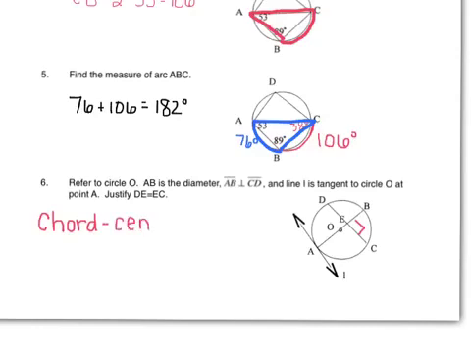The chord center theorem had like 4 parts to it, but the first part of that theorem said that if a line contains the center of the circle, which this does because we know it's a diameter, it goes right through the center, and it's perpendicular to a chord, that it also bisects that chord. And remember, bisects means it cuts it into 2 congruent pieces. So that's how I would justify that DE is congruent to EC. I would say by the chord center theorem, AB bisects DC, and then by definition of bisect, DE would equal EC.